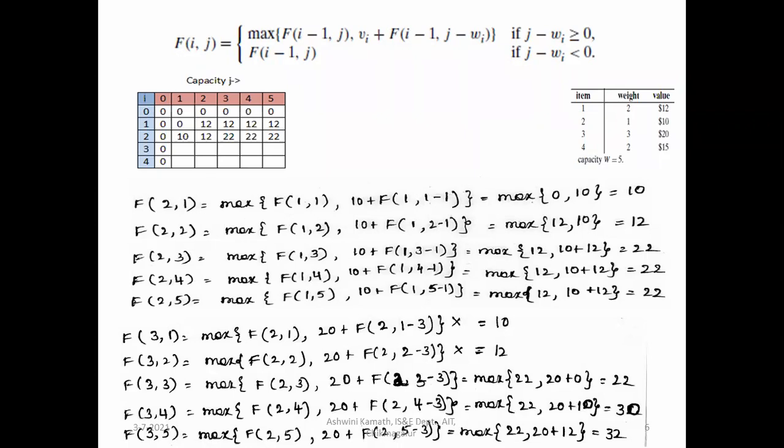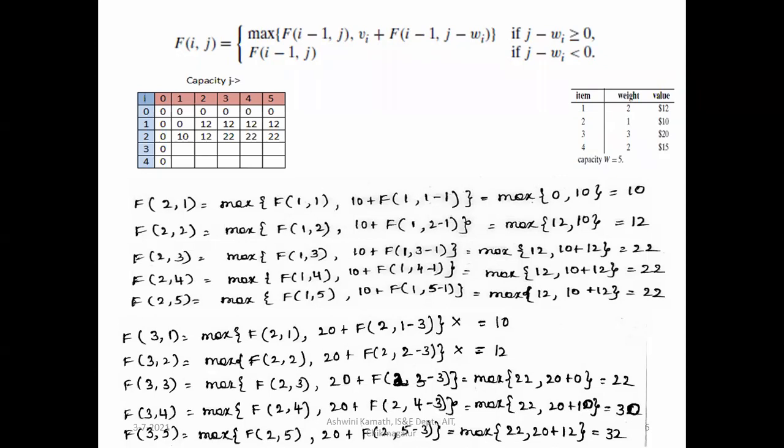So f of 3 comma 1 is equal to maximum of f of 2 comma 1 comma 20 plus f of 2 comma 1 minus 3. Here again we are getting negative indexing, minus 2, so don't use that. For the next value also we are getting negative indexing, that is f of 3 comma 2 is equal to maximum of f of 2 comma 2 comma 20 plus f of 2 comma minus 1. We don't have negative indexing here, so skip that also.